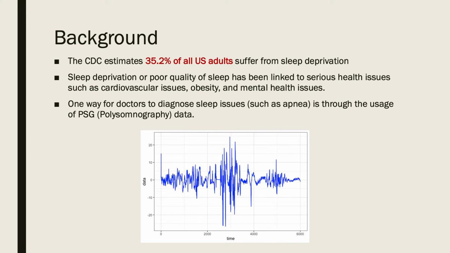So some background. The CDC estimates that about 35.2% of all US adults suffer from sleep deprivation. And why that's important is sleep deprivation or poor quality of sleep has been linked to serious health issues such as heart diseases, obesity, and mental health issues such as depression. So one way for doctors to diagnose sleep issues such as apnea is through the usage of PSG or polysomnography data. So the bottom graph is an example of what PSG data looks like.